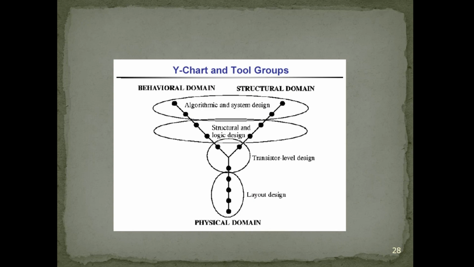So as far as we are concerned, if we're looking at the Y chart, we're only really interested in the two ovals that we have there, the algorithmic and system design chunk and the structural and logic design chunk. Those relate basically both to behavioral and structural. We're not really interested in the last two of them, which relate to the physical domain, because again, we're not really targeting chip design, we're just programming existing chips.